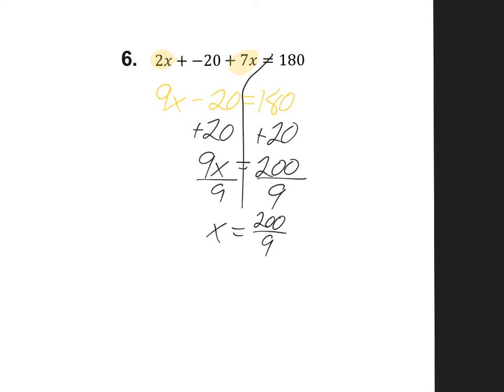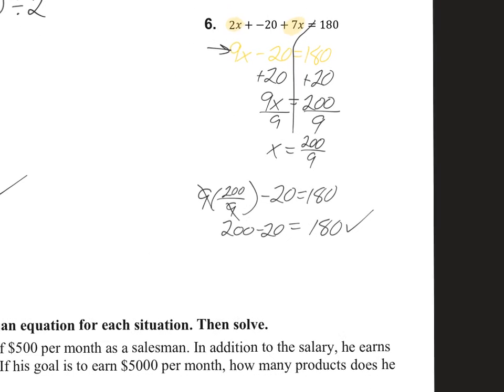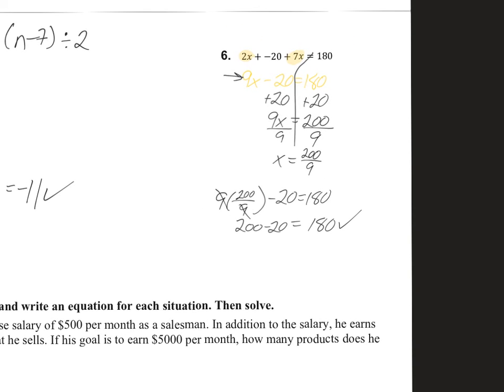Okay, so let's go ahead and plug this back in. Let's just do it in this bottom equation right here. So I have 9 times 200 divided by 9 minus 20 equals 180. These 9's are going to cancel, so I have 200 minus 20. 200 minus 20 is 180. So yes, that is true. That works.